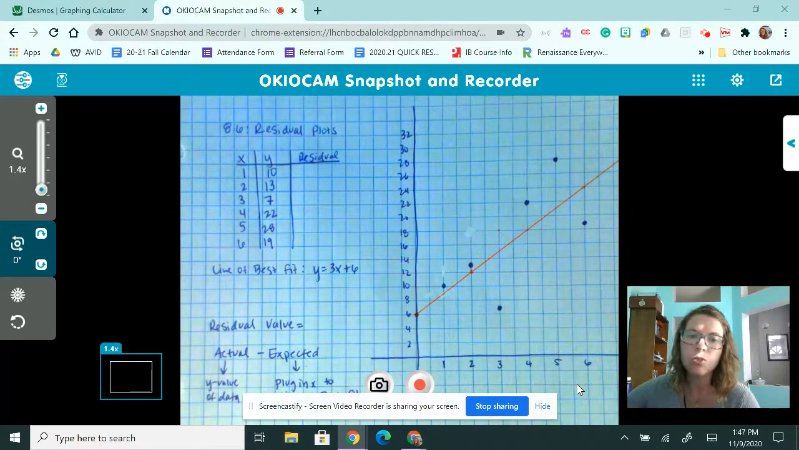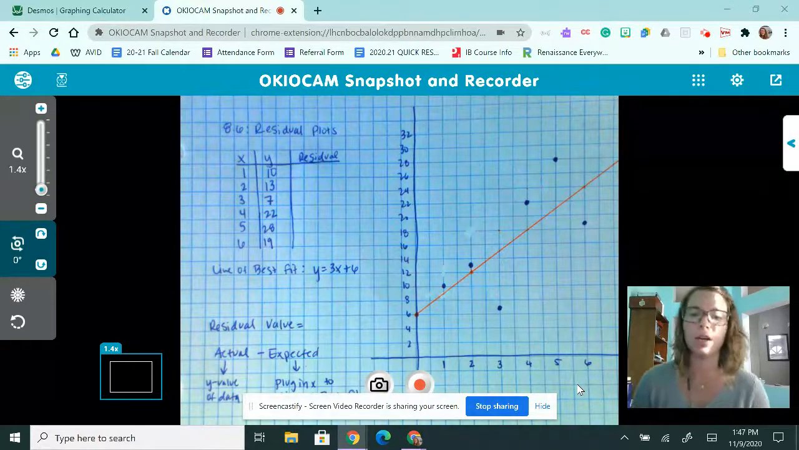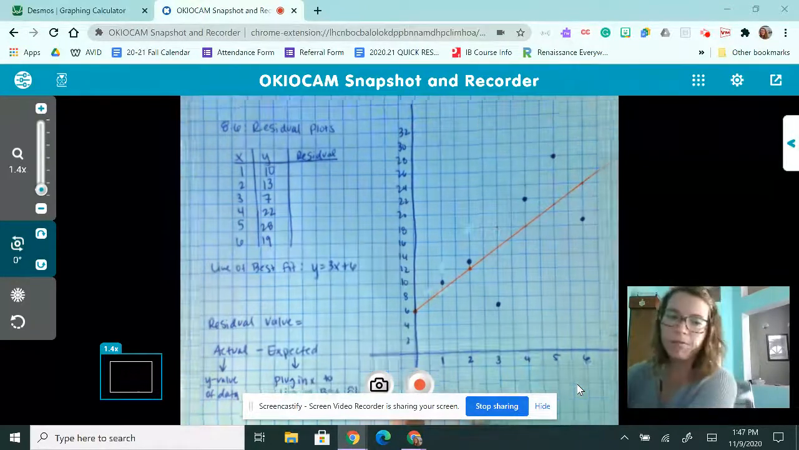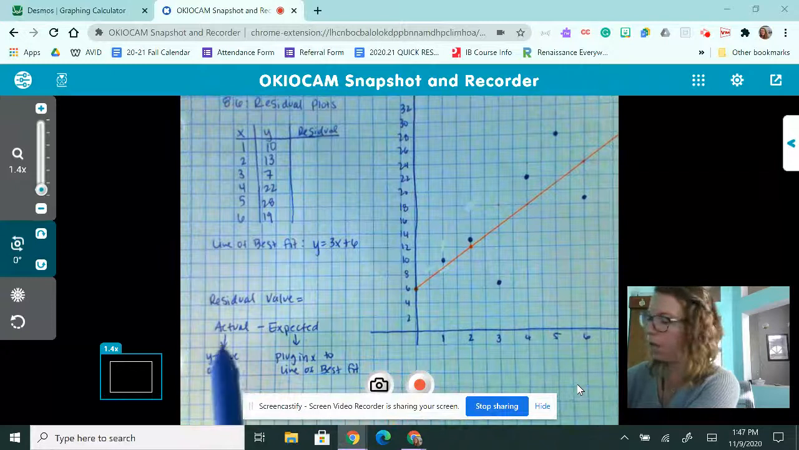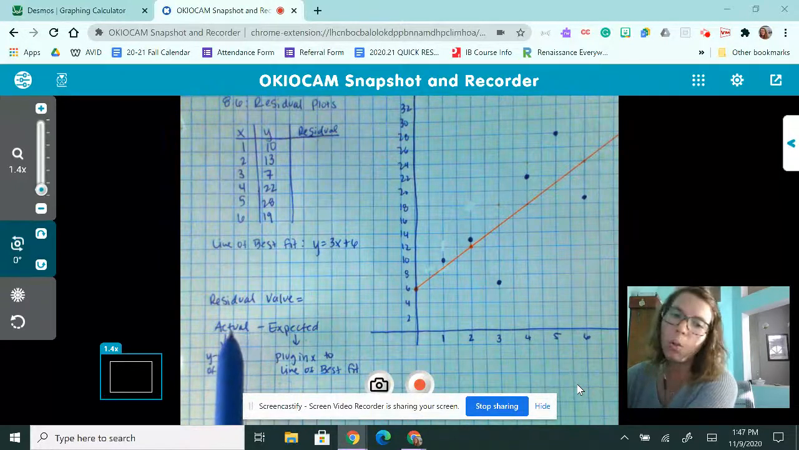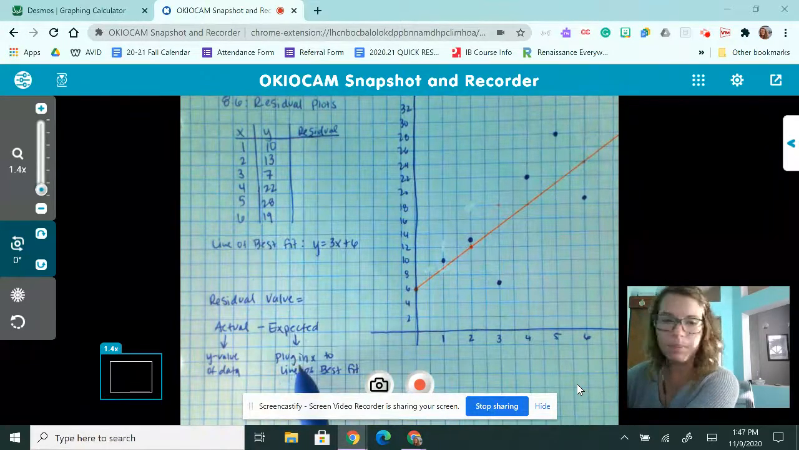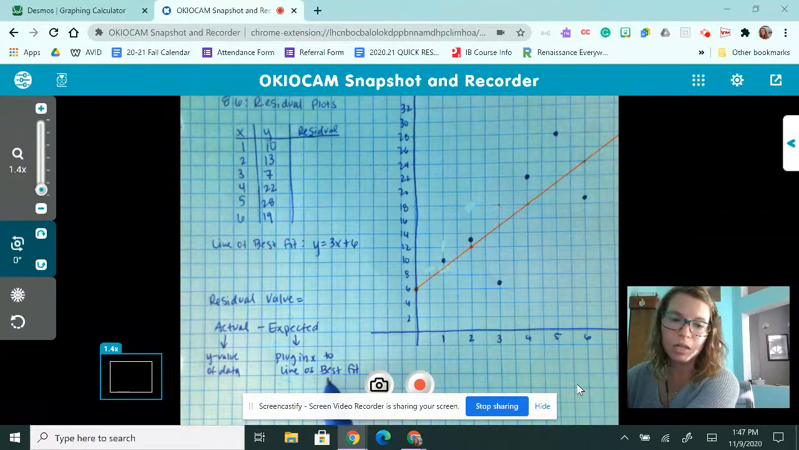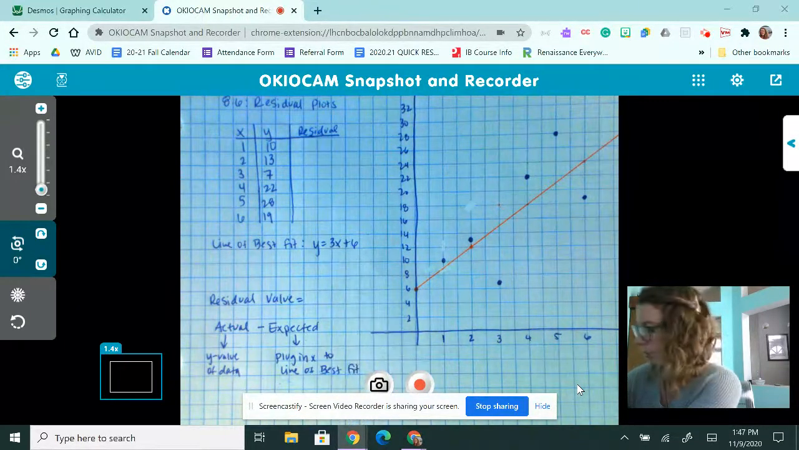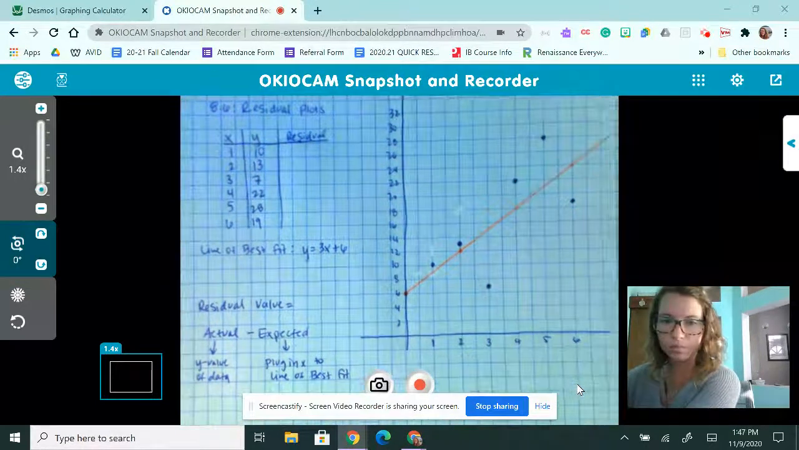All right, so residual plots are kind of the extra. What is the difference between the line of best fit and our data values? How to find that is by doing the actual y value, which is the y value of your data, so that's this column here, minus the expected value. That's where you plug x into the line of best fit, and we subtract the y value of that from the actual y value. Okay, again, this is our line of best fit, so this is what we'll be using for our data.